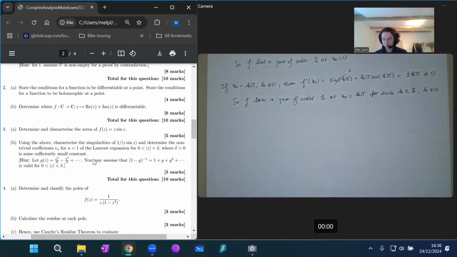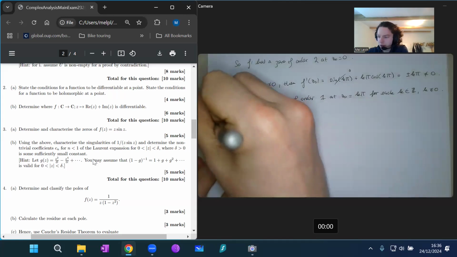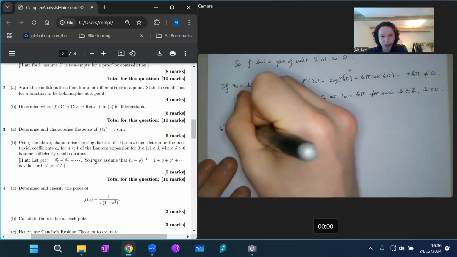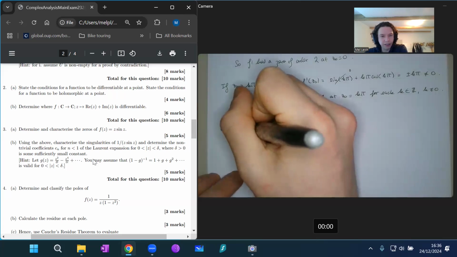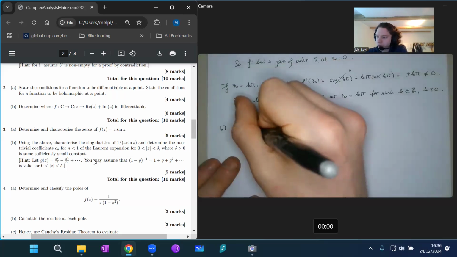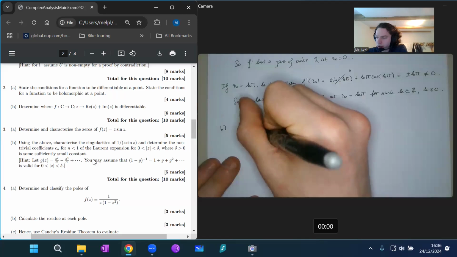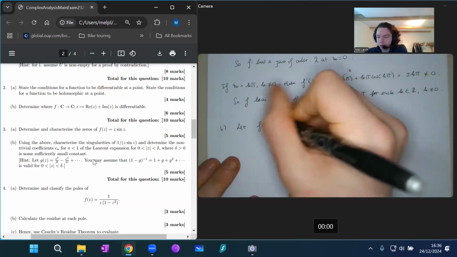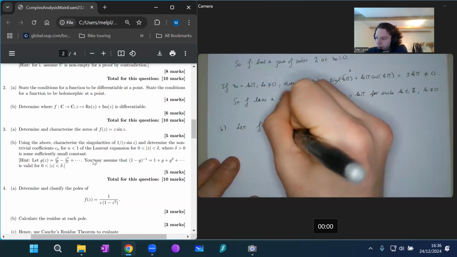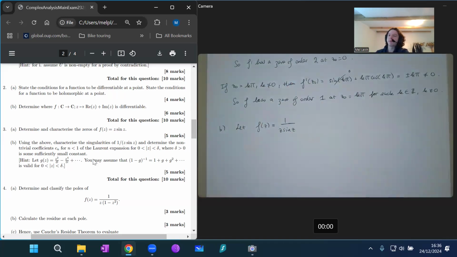So let's just try and think intuitively about what we're trying to do. We want to characterize the singularities of, well, let's call it f of z, since they use g. Let f of z be 1 over z sine z. So this will have singularities, right?